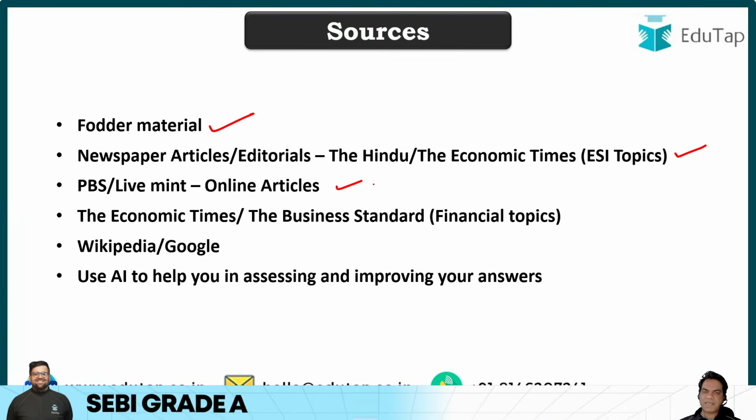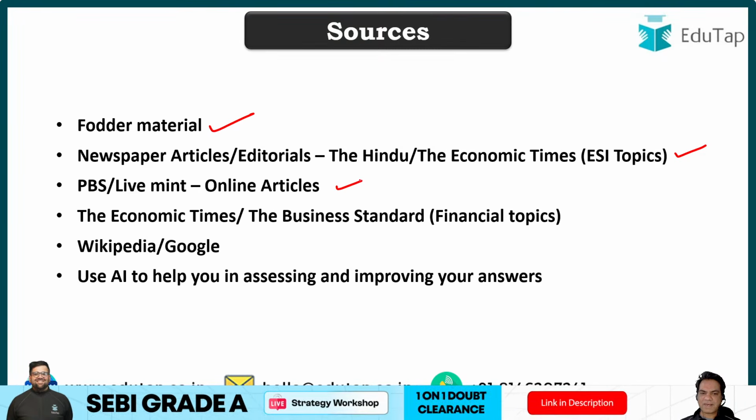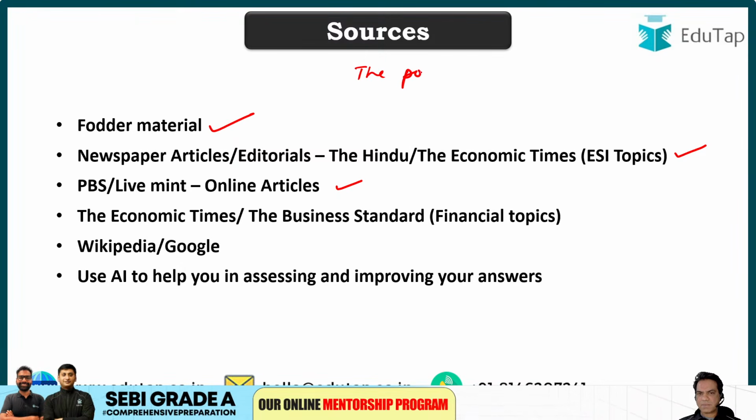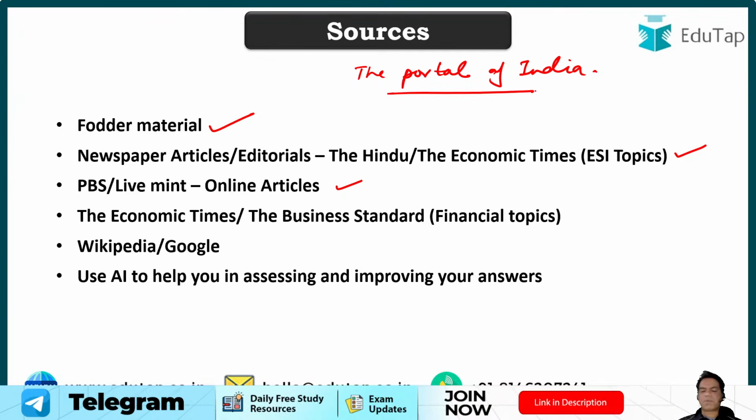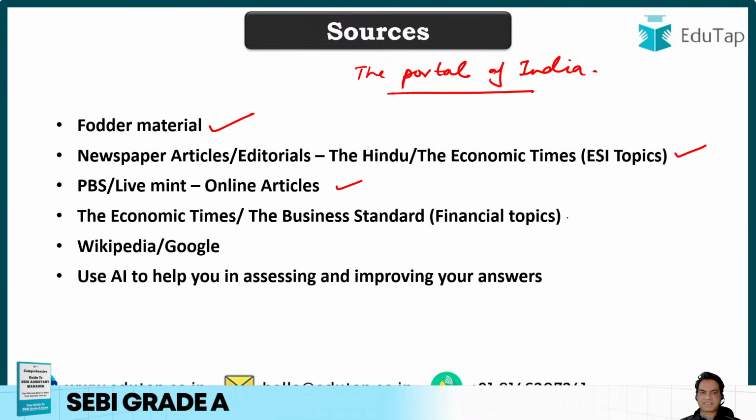Use PIB and Live Mint for your online articles. Guys, there is a website called the National Portal of India. Do visit this website, and there you'll find all the important statistics that you need to retain for your exam. So use PIB, use the Portal of India, Statistics of India, and use these newspapers to read and prepare for your Precis and Reading Comprehension.